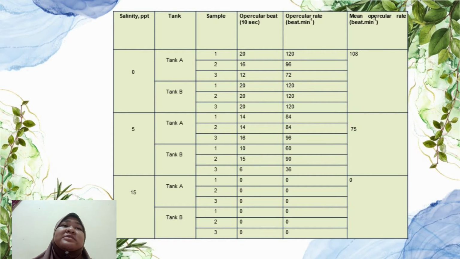As we can see, the mean opercular rate for salinity 0 ppt is 108 beats per minute. For 5 ppt, the mean opercular rate is 75 beats per minute, and for salinity 15 ppt, the mean opercular rate is 0 beats per minute. So that's all from me. Thank you.